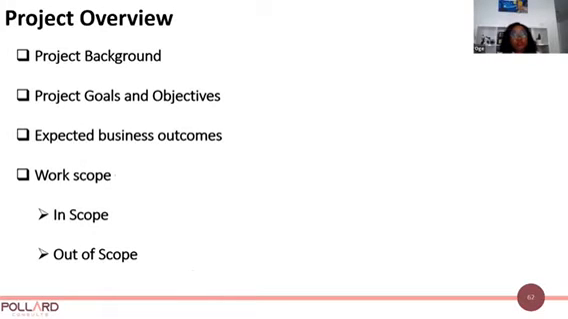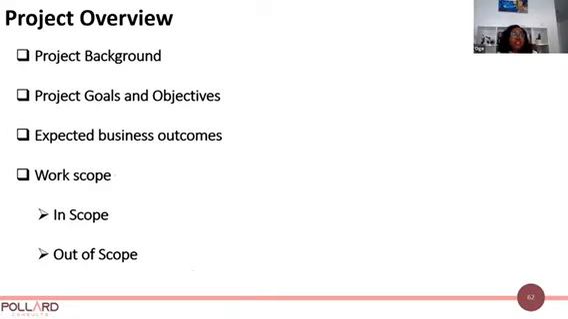So you start with the relationship building, then you go into telling them what the project is all about, and provide them the background for the project. What is the need? What problem are you solving? What opportunity are you trying to take advantage of? Talk about the project goals and objectives. What are the expected business outcomes? What is in scope? What is out of scope?